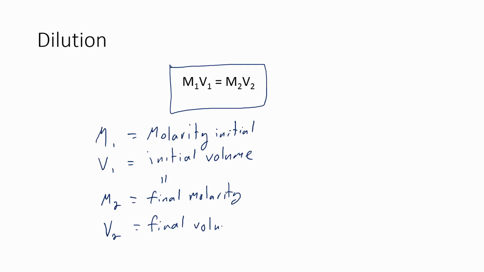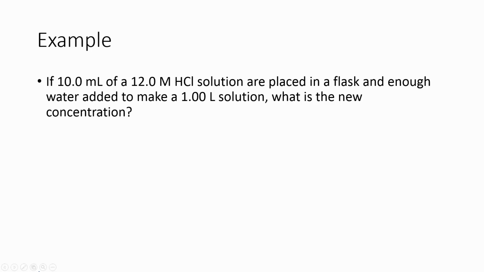So if you're diluting something from an initial concentration, you have a certain amount of it, and then you fill up the solution with some more water. You can calculate what the final molarity will be, or initial volumes to get a final molarity. You can do all sorts of things with this equation. So let's try it with some examples. I have 10 milliliters of a 12 molar hydrochloric acid solution, and they're placed in a flask, and enough water is added to make a full liter of solution. What's the new concentration?